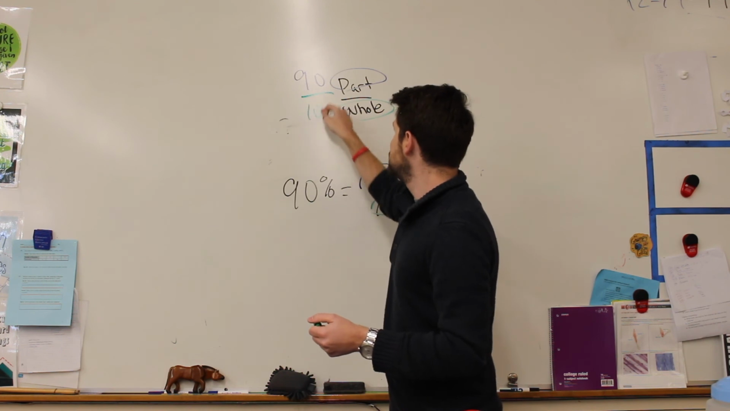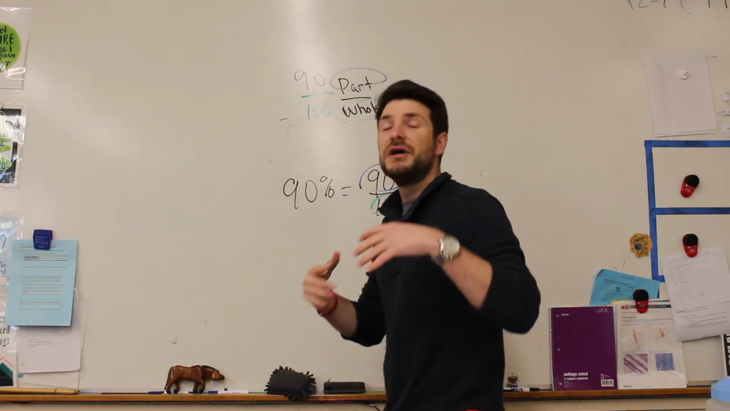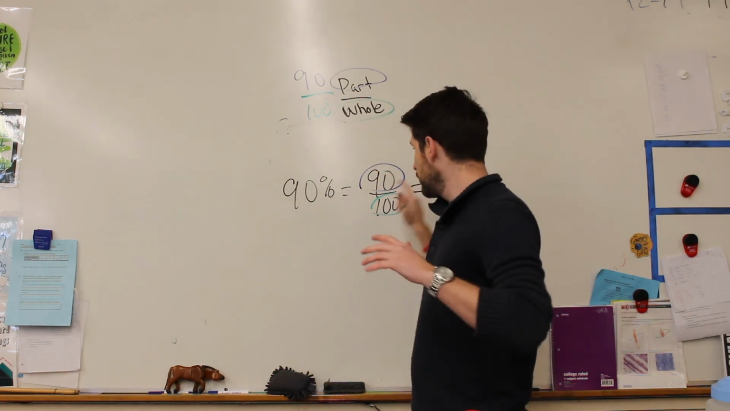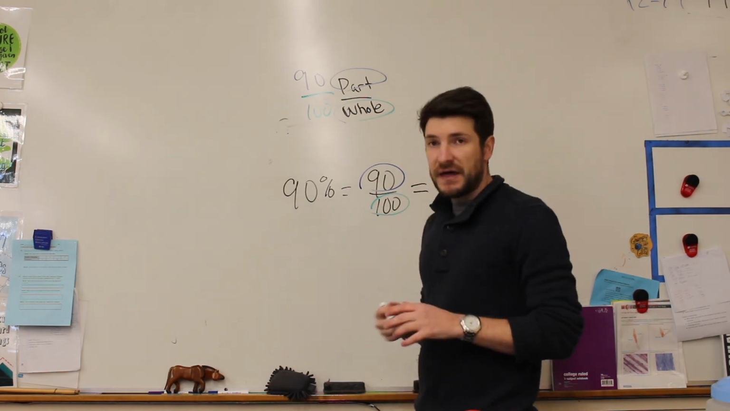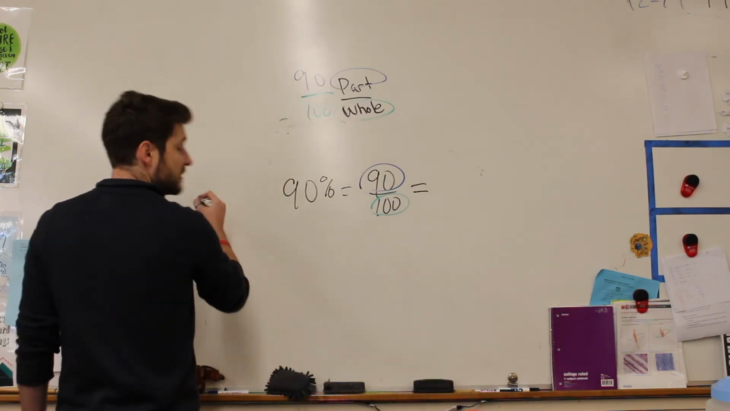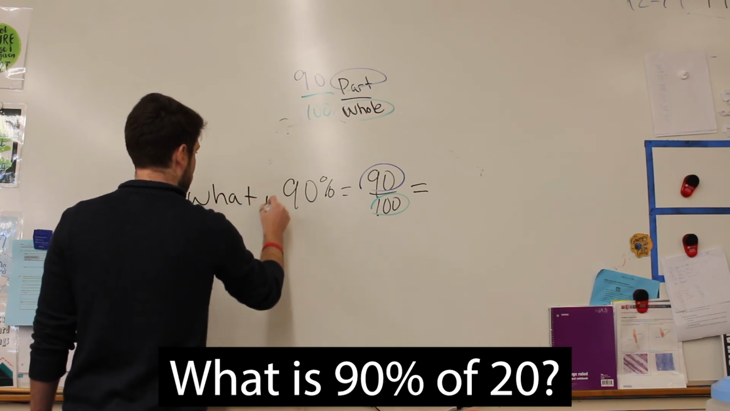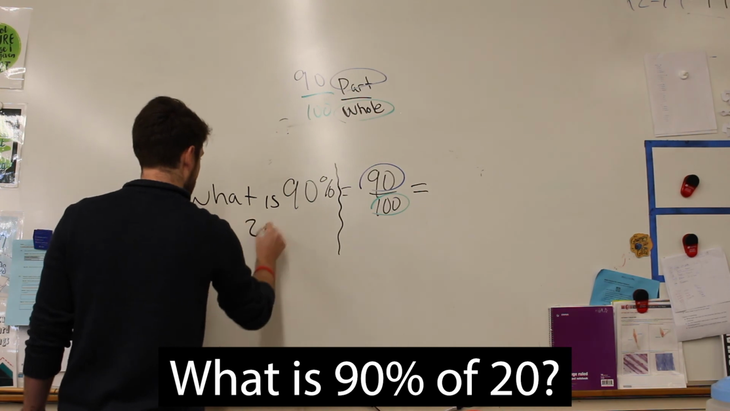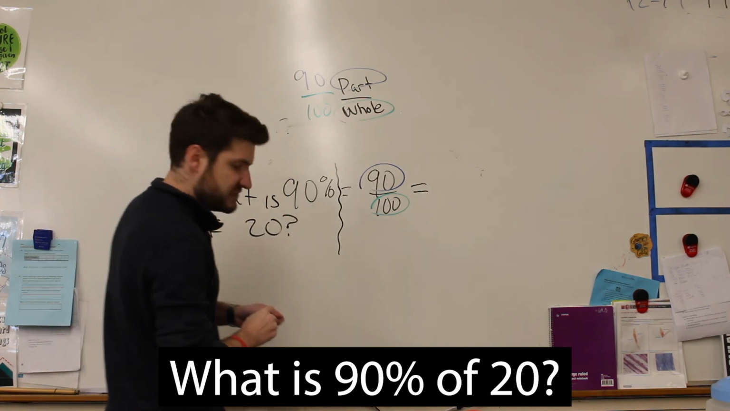And they're going to actually give you two of these, just like they did. So they give you the first ratio, which is a percent, 90 over 100. We know that we have a ratio right here, 90 over 100. Found that out. So let's make a problem. What is 90% of 20?